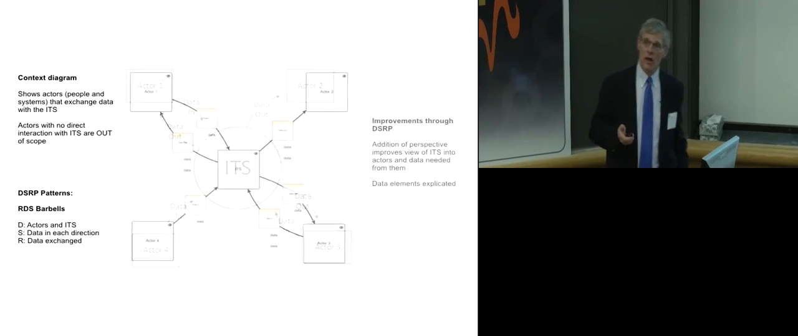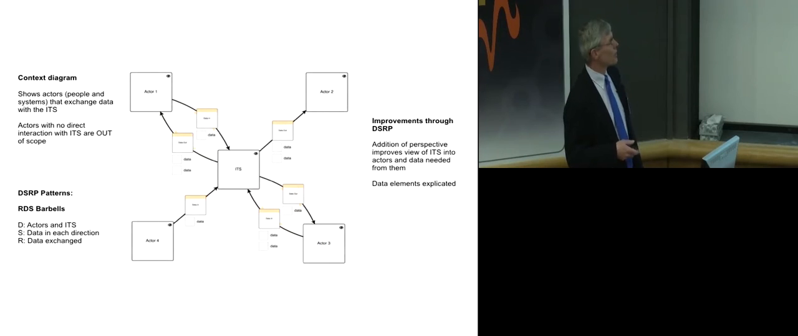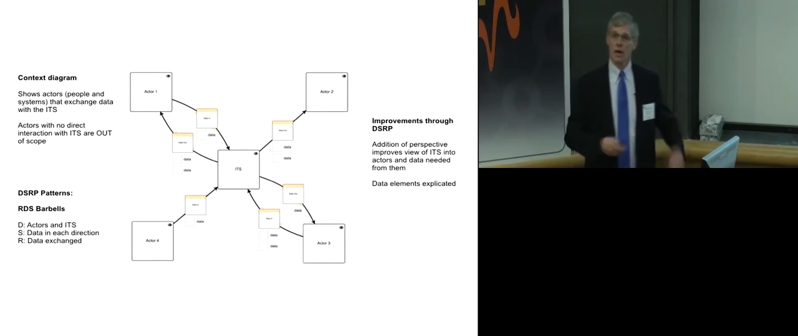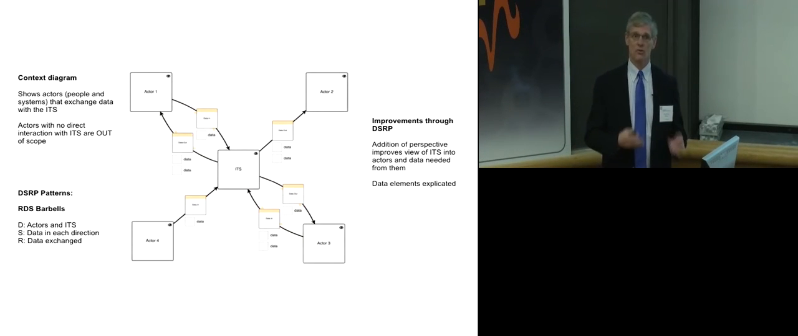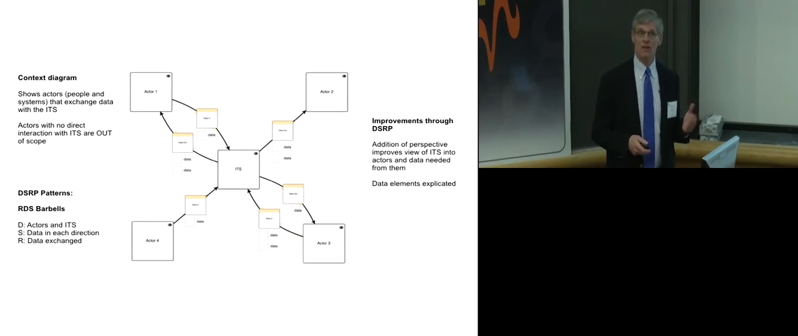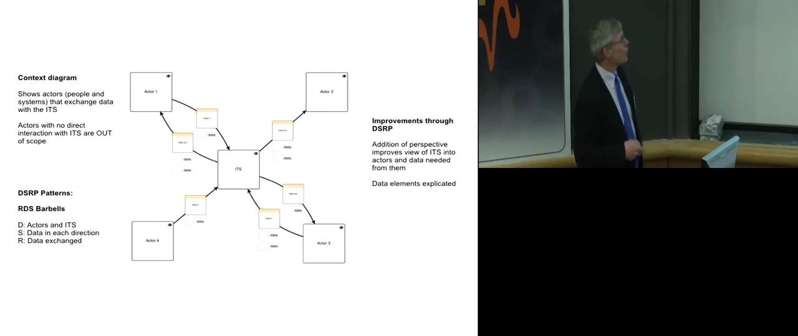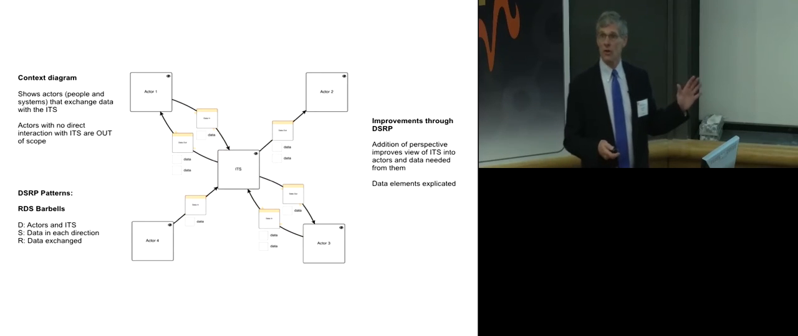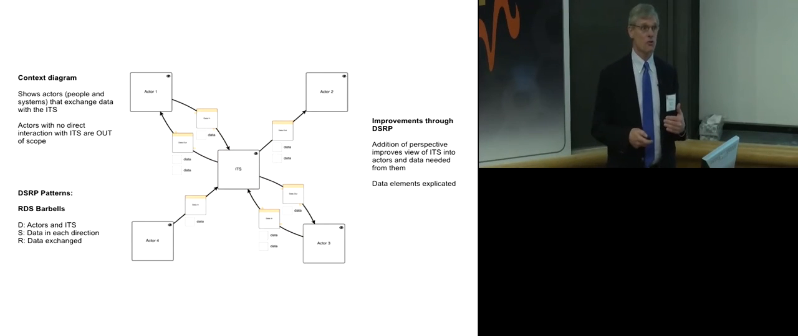But a more careful application of DSRP rules allows us to take the data and break that up into systems, which contain discrete data elements, giving us a better understanding. Adding the perspective of the ITS itself can help us to validate the set of actors. Both of these improve the model itself and help to improve our understanding of scope.